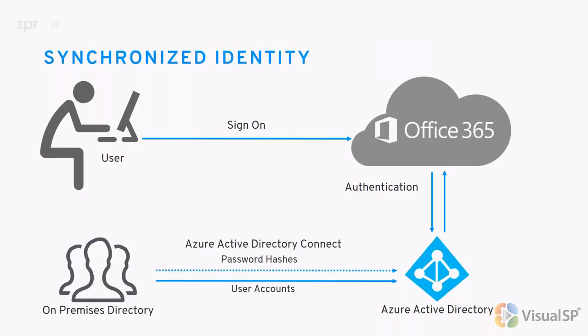The next way you can set this up is through what's called a synchronized identity. So you have an on-premises directory like Active Directory that stores all your user information, their login, their password, and their profile information and attributes. And you set up something called Azure Active Directory Connect. Azure Active Directory Connect synchronizes the user accounts and the passwords to Azure Active Directory so that when the user signs on to Office 365, they can sign on with the same login and the same password they use for their on-premises directory.